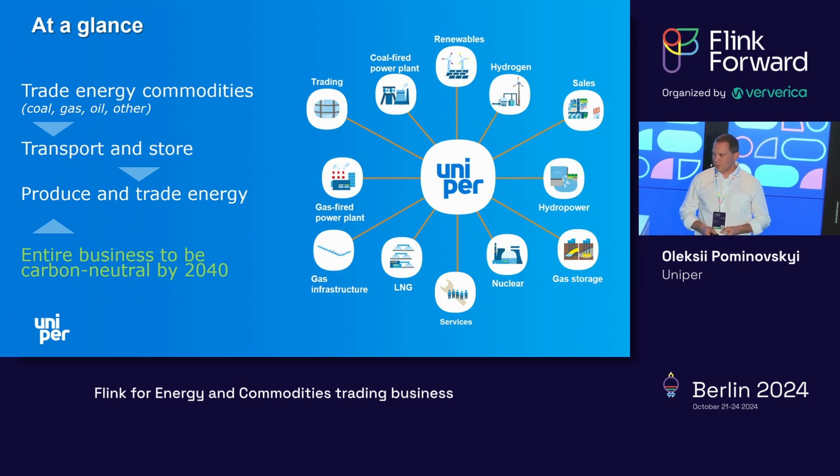Once you have resources, you need to deliver them to the manufacturing facility itself, to the power station. And Uniper operates its own logistical infrastructure and storage infrastructure for that. And eventually, Uniper runs power stations where energy is being generated. And we are talking about absolutely different types of power stations: conventional power stations where coal is being used, gas power stations, nuclear power stations, and different types of renewables, hydro, solar, etc. What is worth mentioning, the company target is to become absolutely carbon neutral by 2040.